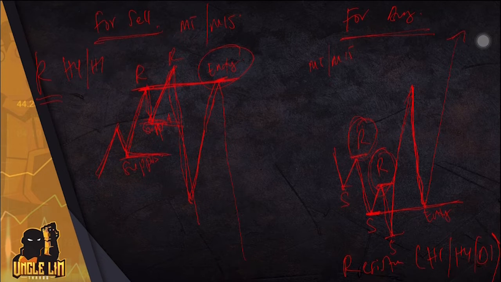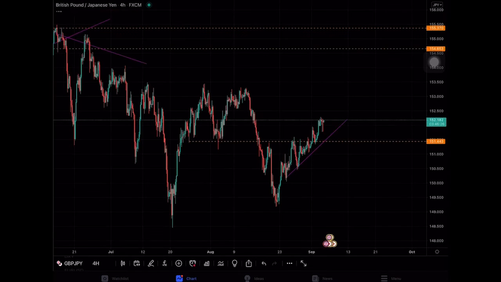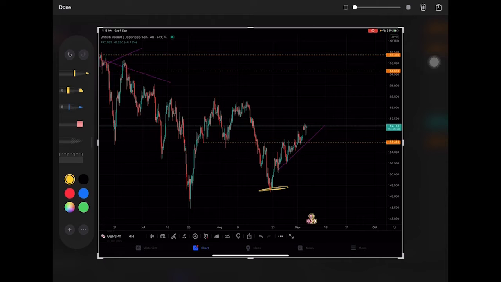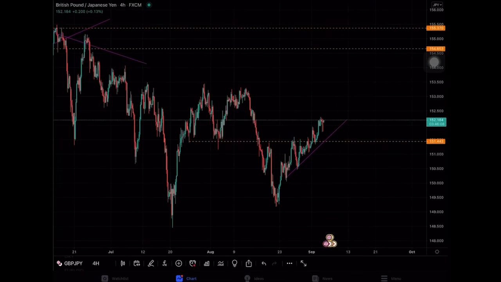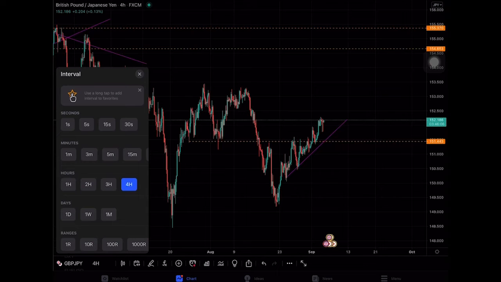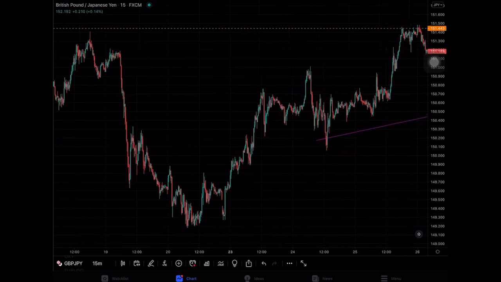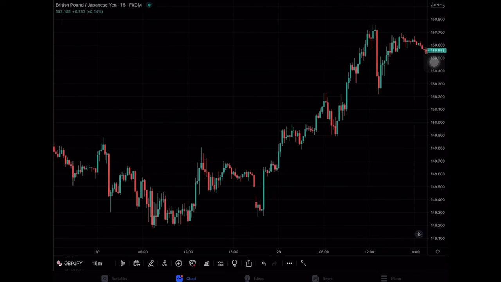Now we go into real time. So let's say at this level, this is a support level. This is a support zone, and then there's a support here. So this is for our higher time frame. Now we zoom into M5 or M15. We go to M15 first. So we zoom in.